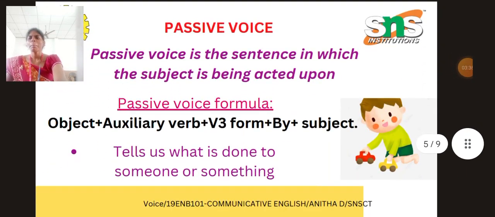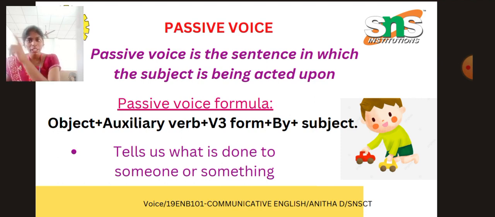As such, passive voice is the opposite of it. Passive voice is a sentence in which the subject is being acted upon. So in active the subject acts, but here it is acted upon. So the passive voice formula is object plus auxiliary verb. An auxiliary verb is a supporting, helping verb. Auxiliary verbs are am, is, are, was; these are all supporting verbs. So: object plus auxiliary verb plus verb third form plus by plus subject. It tells us what is done to someone or something.